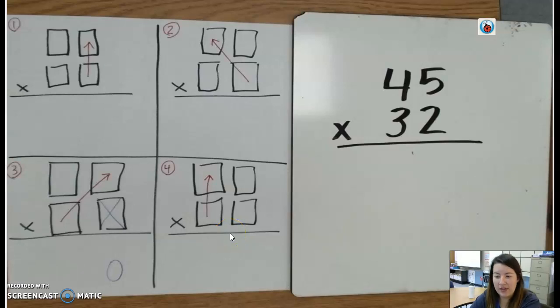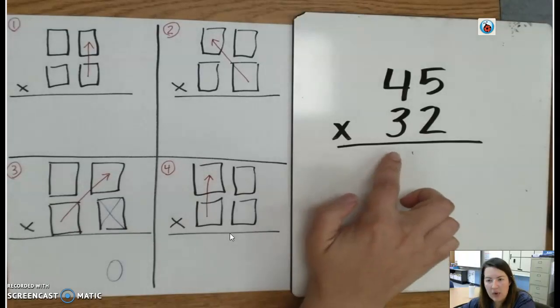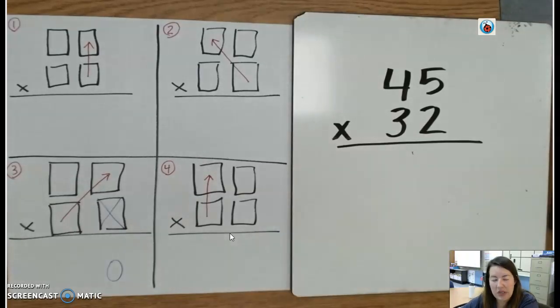Okay guys, let's do this one together. So get your pencils out and everyone right now write down 45 times 32. Take a minute, write it down real quick.